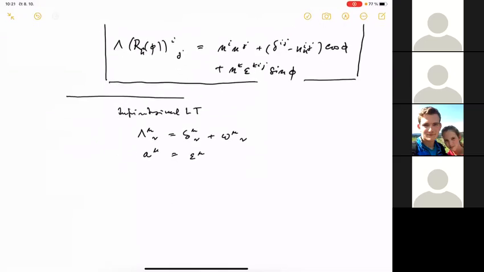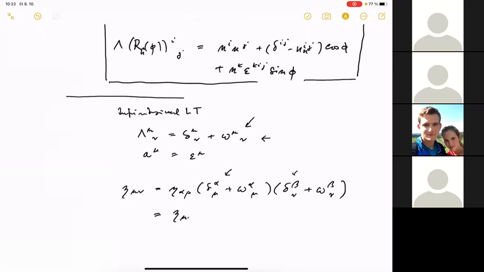Let us now rewrite the definition of the Lorentz group in terms of these infinitesimal Lorentz transformations, and let us keep only the terms of first order in this omega mu nu. So we get eta mu nu should be eta alpha beta times delta alpha mu plus omega alpha mu, times delta beta nu plus omega beta nu. And we get, of course, the first term corresponding to the product of these two deltas. That means eta mu nu.